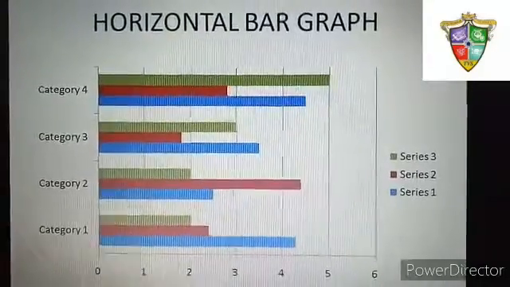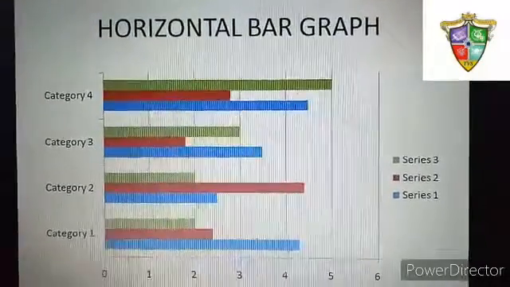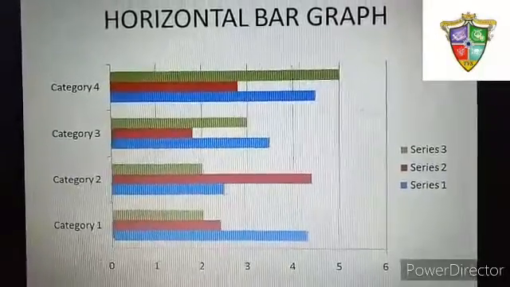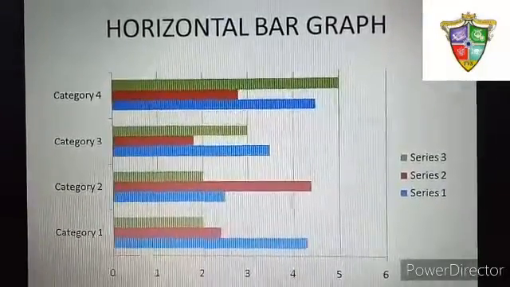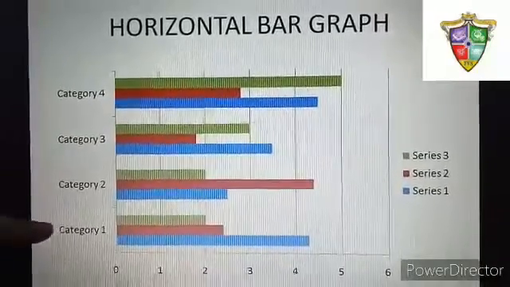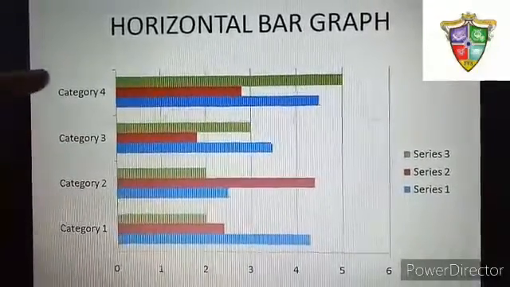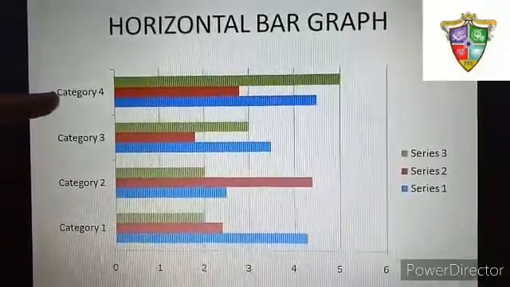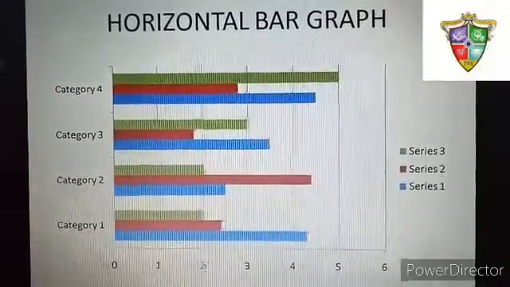The horizontal bar graph, as the name suggests, is represented horizontally. As you can see, there are more than 3 columns at one stretch. For example, category 1, 2, 3 and 4, and you can see there are 3 series being represented here. So this is the horizontal bar graph.